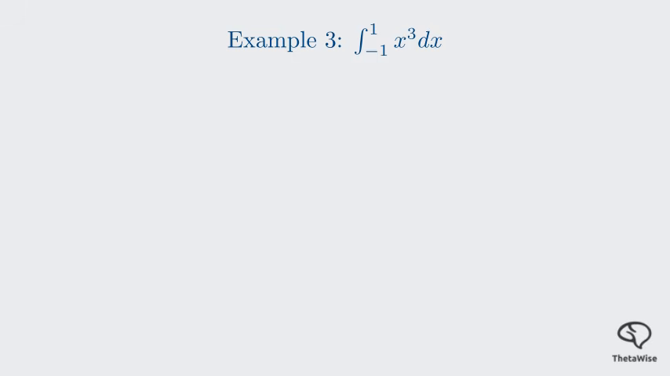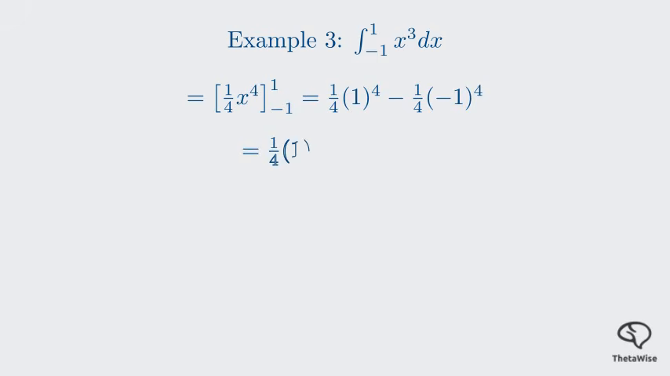First, find the antiderivative of x cubed, which is 1/4 x to the fourth. We evaluate 1/4 x to the fourth from -1 to 1. That's 1/4 of 1 to the fourth, minus 1/4 of -1 to the fourth. Both 1 to the fourth and negative 1 to the fourth are just 1, so we have 1/4 minus 1/4, which equals 0. Just as we expected, this is a neat property of odd functions integrated over a symmetric interval.